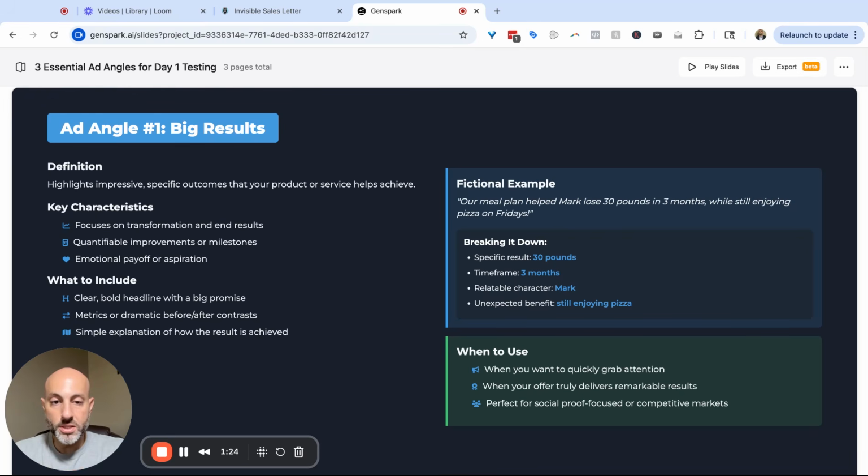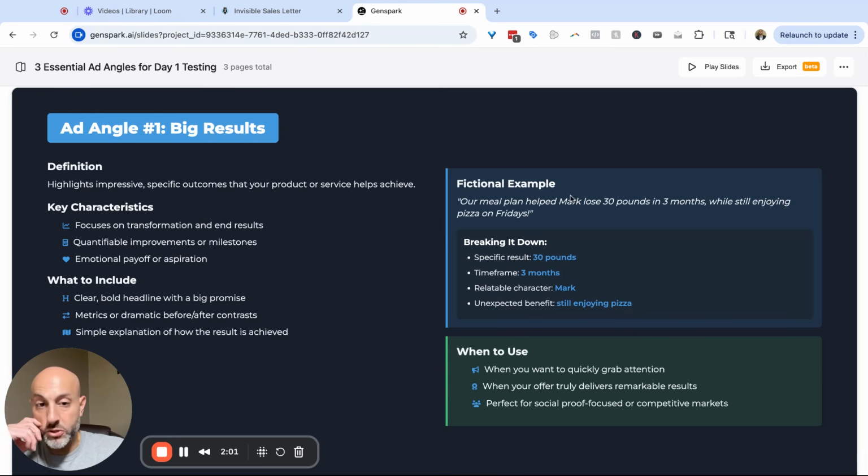I'm not going to go too deep into the weeds on the metrics, but I do want to go over three angles that I recommend that you use on day one when you're launching your advertising campaigns. The first one is what we call the big result. Exactly what you would think. This is where you're going to highlight a very impressive, specific outcome that your product or your service helped someone achieve. You're going to focus on the transformation, the end result. You want it to be measurable, quantifiable with some kind of improvement or milestone, clear, bold metrics, and a simple explanation of how it was achieved. And you want to add a little bit of curiosity as well.